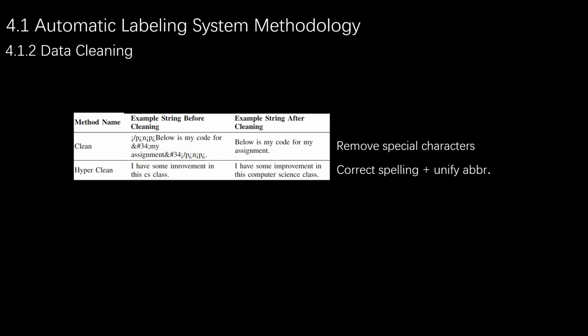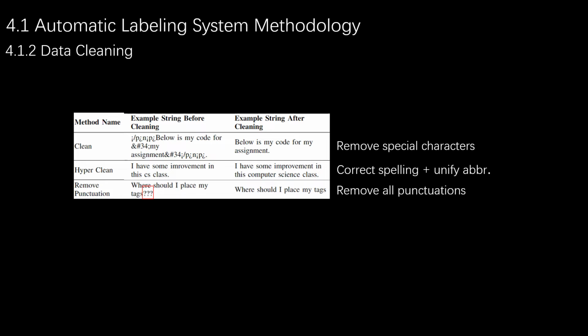For example, in this example, the word improvement is spelled incorrectly and is corrected after running the algorithm. Also, the abbreviation CS is changed to computer science to keep unification. The third one is remove punctuation, which removes all punctuations that appear in the content. For example, the question marks in the red box are removed.